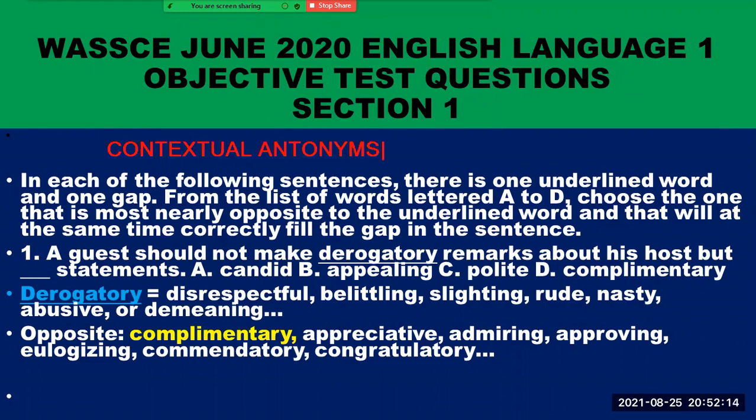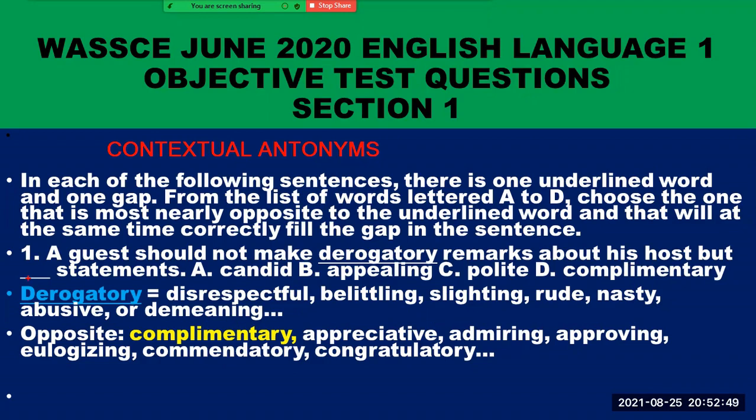Now, why do we call these contextual antonyms? Because you have to first look at the meaning of the underlined word, exactly the way it is used in the sentence, for you to be able to look for the exact opposite. Now, let's look at question 1, which we want to use for illustration. Question 1, a guest should not make derogatory remarks about his host, but dash statements.